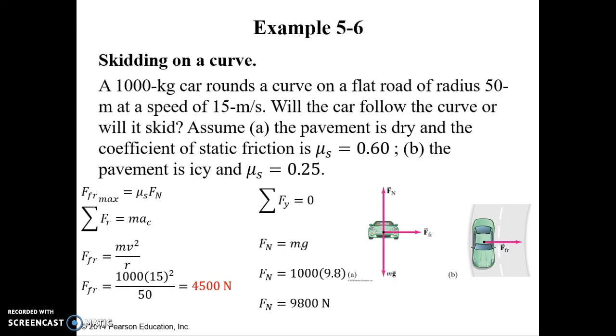Now, for part B, our road is icy, so our maximum breaking point for static friction will change. Let's make the substitution in for our new coefficient of static friction of 0.25 with the same value of normal force. Will our car slide now? Yes, because 4,500 is greater than our breaking point in static friction, so our car will slide. So the maximum friction is 2,450 newtons, so therefore our car will slide.